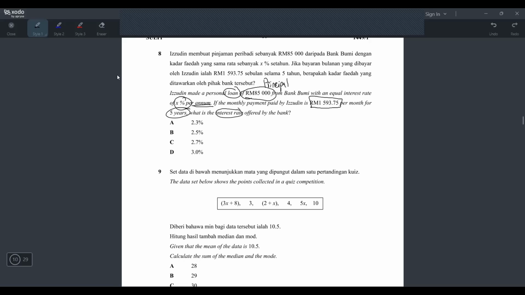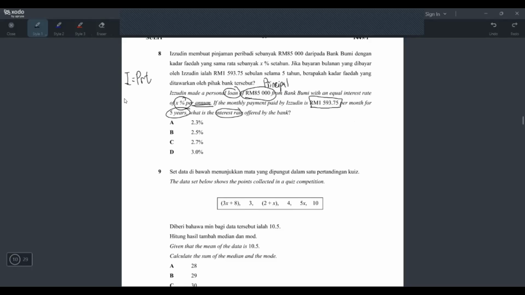Okay, which formula will I use? The simple interest formula. If you see the word compound in the question, then we will use the compound interest formula. The compound interest formula is MV equals P(1 + r/n)^(nT). This is the formula if it's compound interest. But if it's simple interest, we will not use this formula. We just use the PRT formula.